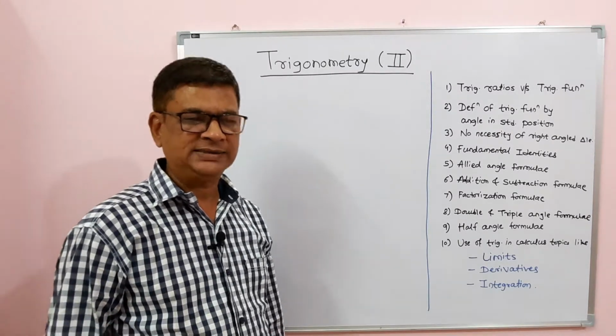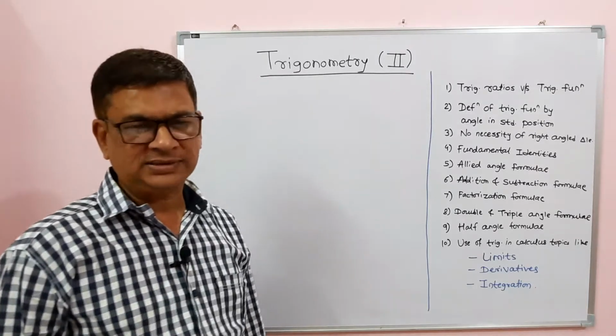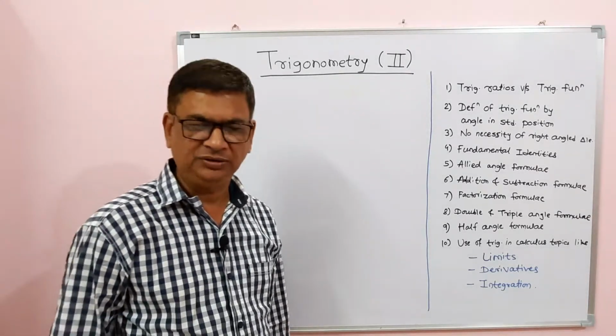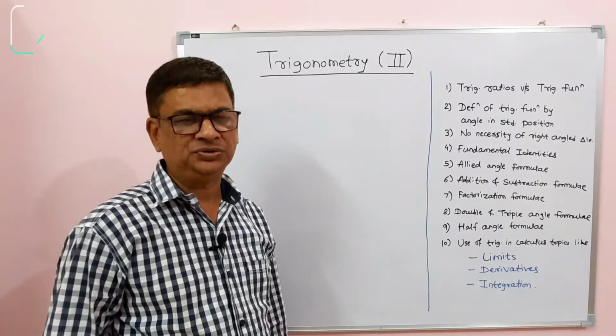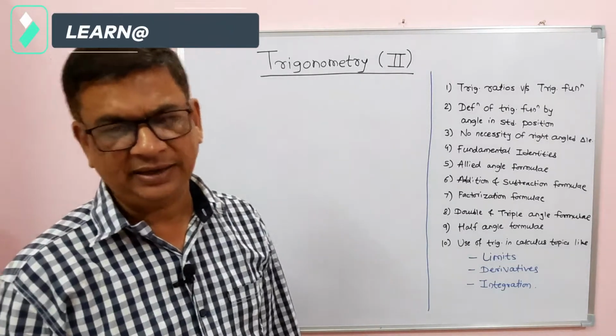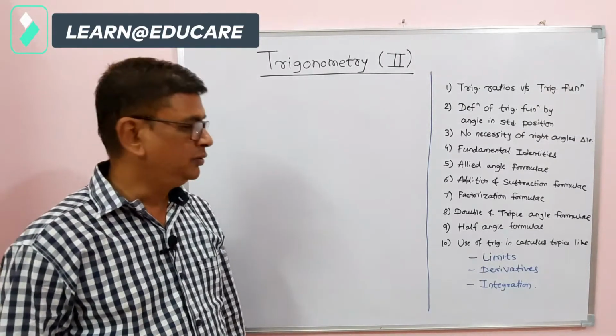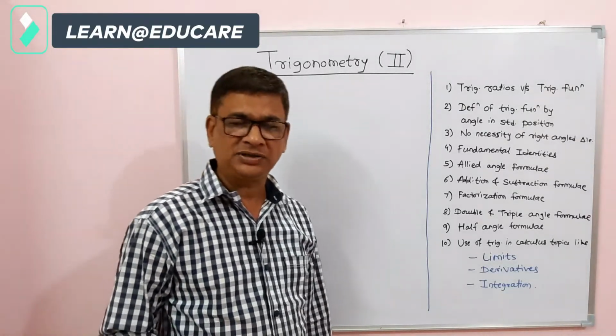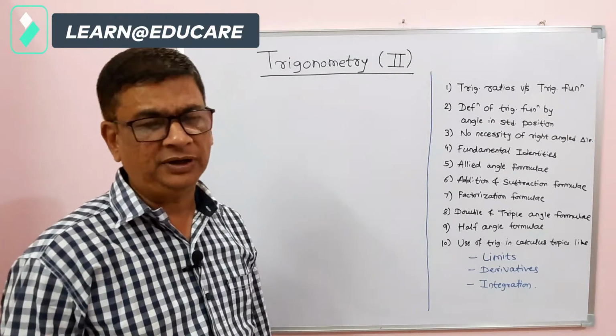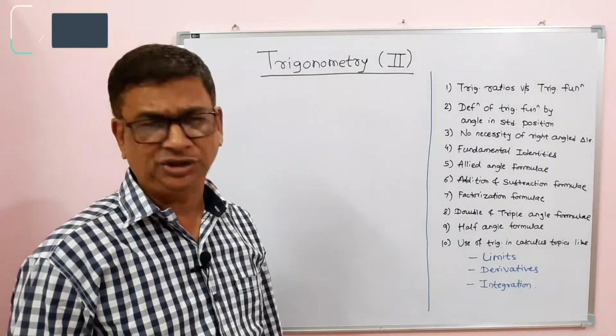Today in this session we are continuing our discussion on trigonometry, that we call trigonometry second. In the previous session we have seen how trigonometric ratios like sin theta, cos theta are given in terms of a right angle triangle. Now this is sufficient up to school level trigonometry when students study in geometry.